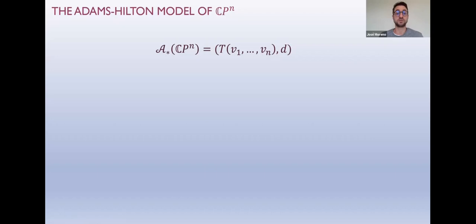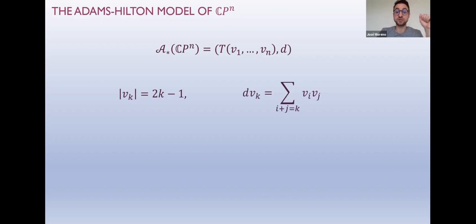So for example, if you start with S2, a two-sphere with a single cell, then the Adams-Hilton model will be a free algebra on a single generator of degree one less than this sphere and with zero differential. Now, if you build a complex projective space, you attach one cell of each even dimension going up. When you do that, you can see that the generators have this particular degree because they are related to K cells, and the differential is purely quadratic.